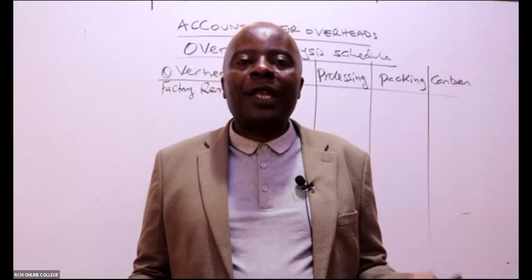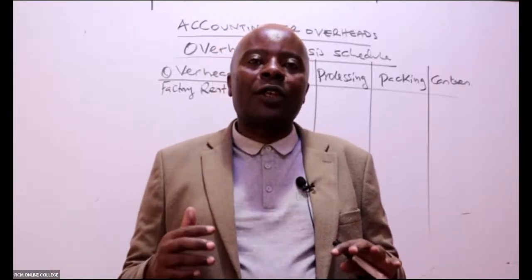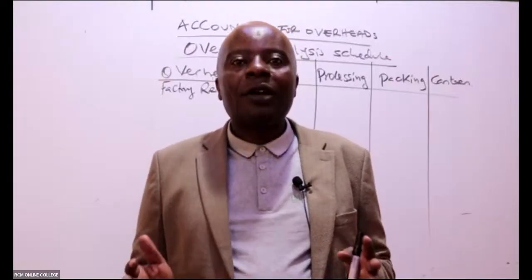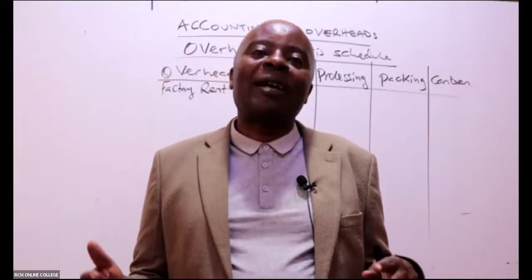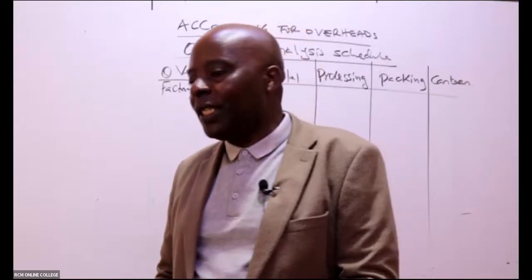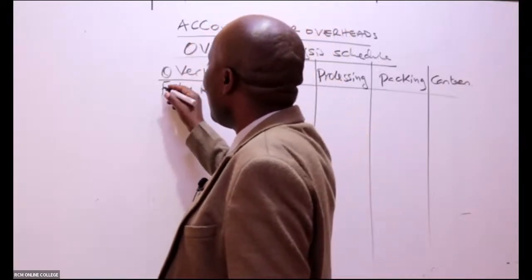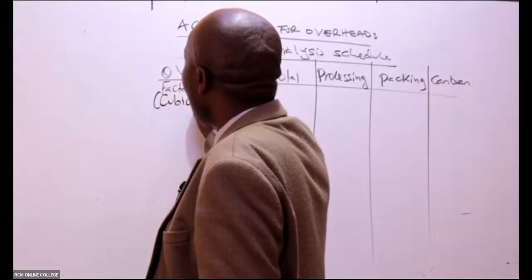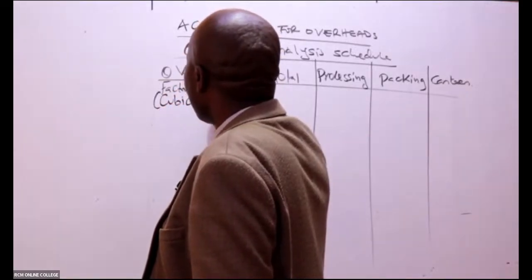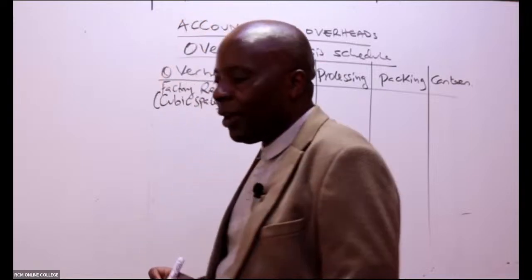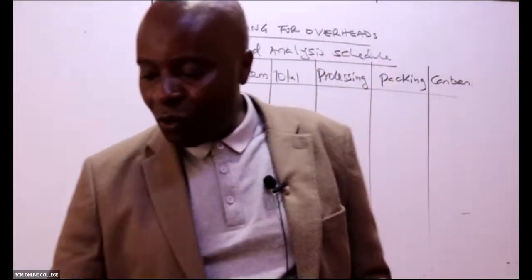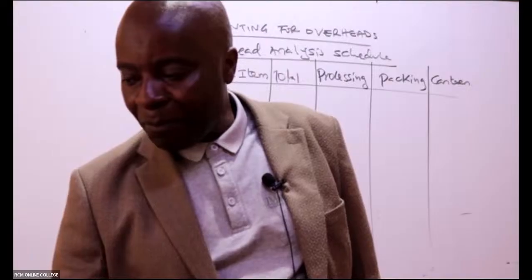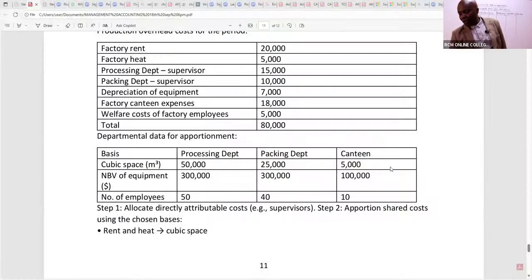So for factory rent, we shall be using things like cubic space or floor area to do the apportionment. This time round for factory rent, we are using cubic space. They have already given us the cubic space units, ladies and gentlemen. We can see them here. It is 50 is to 25 is to 5.